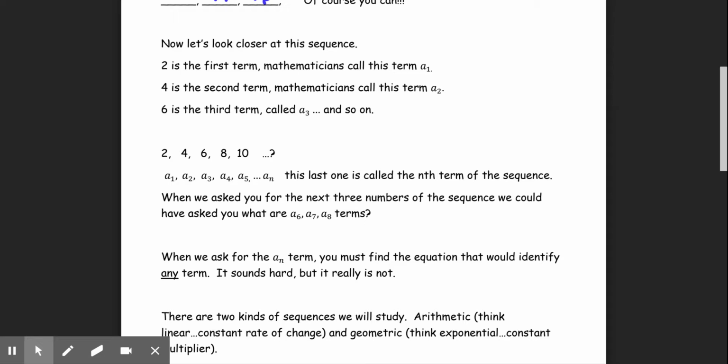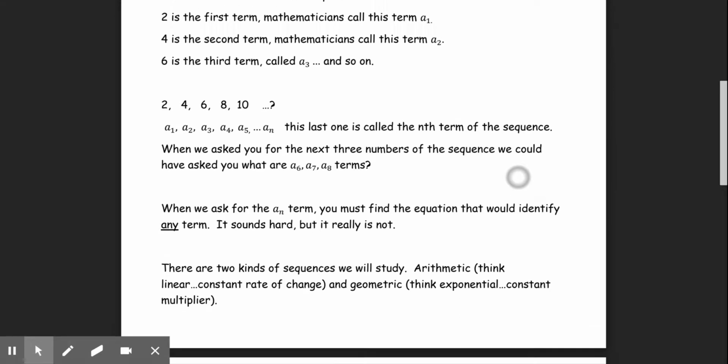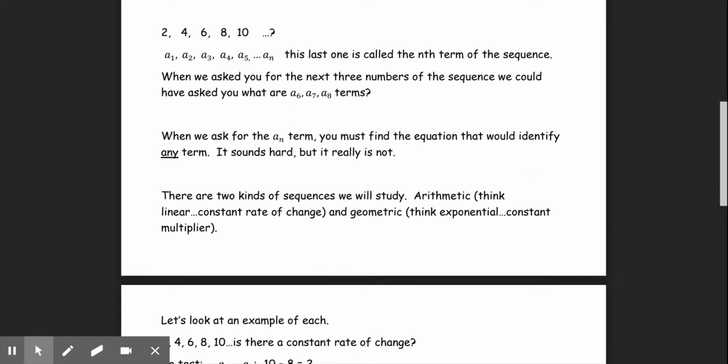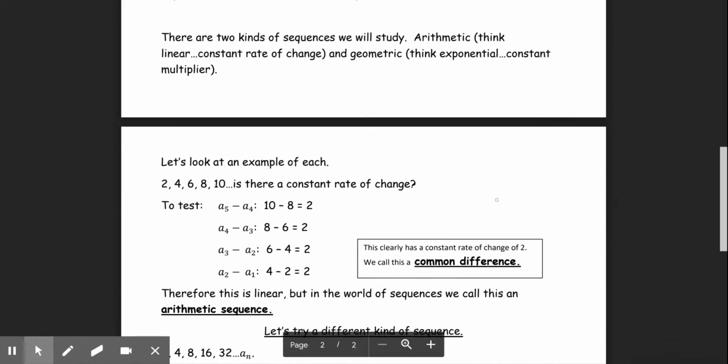When we ask you for the next three numbers of the sequence, we could have asked you what are the A sub 6, A sub 7, and A sub 8 terms. When we ask you for A sub n term, you must find the equation that would identify any term. It sounds hard, but it really is not. There are two kinds of sequences we will study. Arithmetic, think linear, constant rate of change. And geometric, think exponential, constant multiplier.